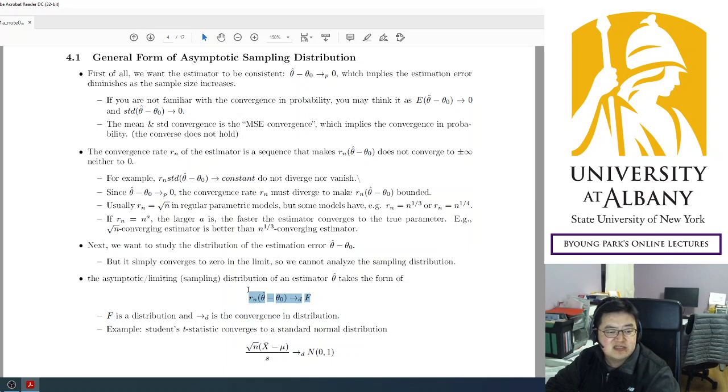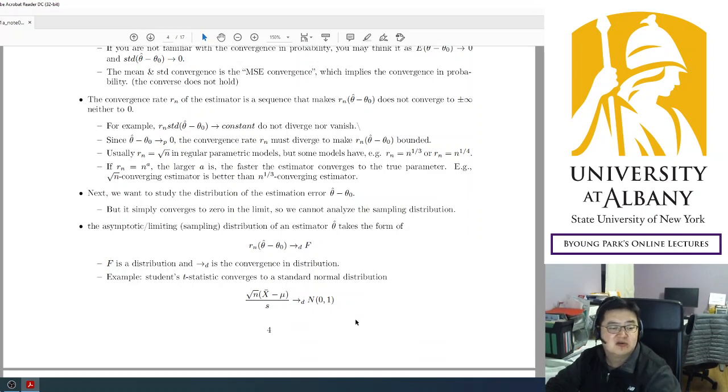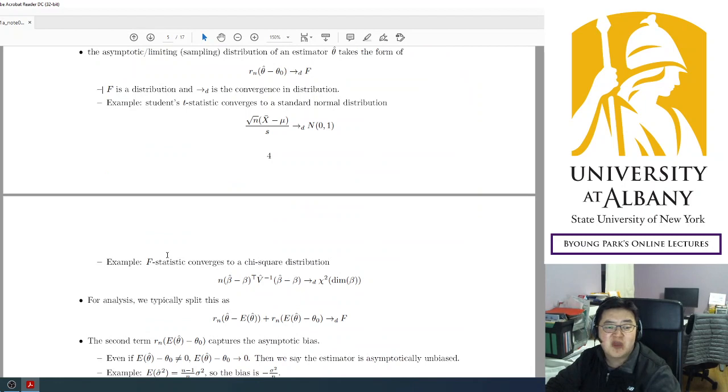You may think this expression looks strange or unfamiliar, but actually you have seen a lot of examples. The most famous example of this convergence in distribution is the student's t statistic. The student's t statistic on the left-hand side converges in distribution to the standard normal distribution. So it's a famous result. And also, you may have heard about this: the F statistic converges to a chi-square distribution.